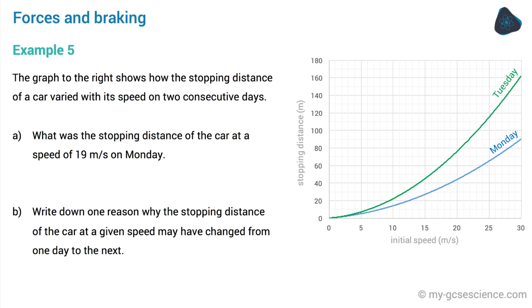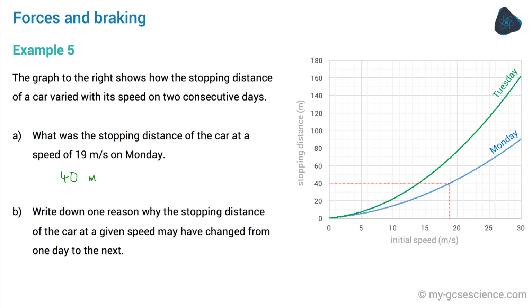One last example now for this video, so just take a few moments to work out what the graph is telling us. For part A, all we need to do is to go to a value of 19 meters per second on the x-axis, draw a vertical line up till we hit the blue line, and then go left to read off a stopping distance of 40 meters.